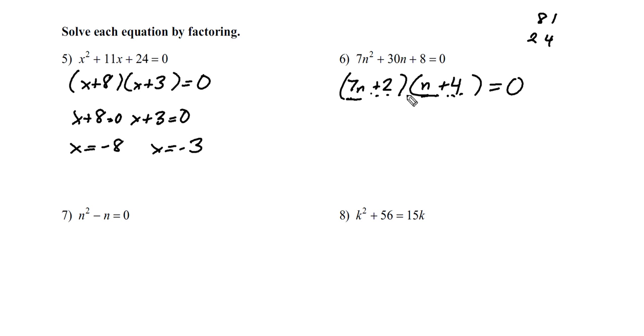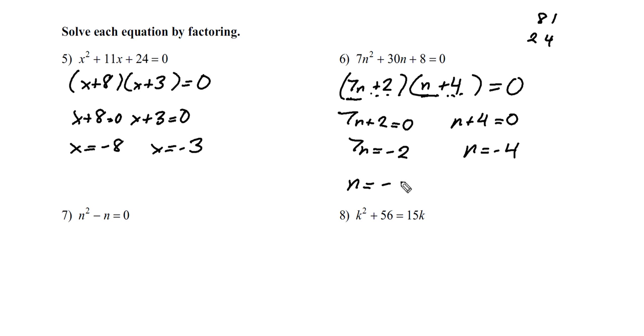We still got to set these factors equal to 0 and solve. So set 7n plus 2 equal to 0 and solve, and set n plus 4 equal to 0 and solve. In this one, we get negative 4. And we'd subtract 2 here and divide by 7, and we'd get negative 2 sevenths. All right, so negative 4 and negative 2 sevenths would be our two solutions there.